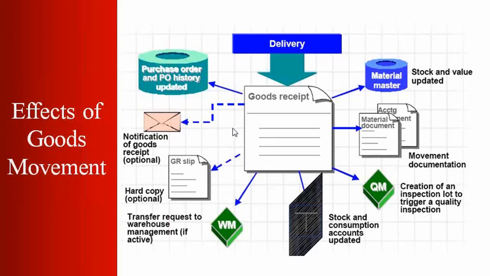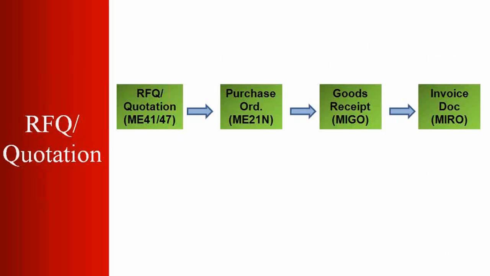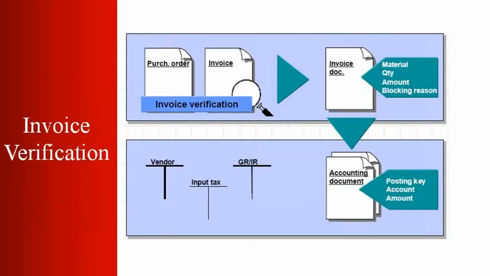Now we'll talk about a more theoretical topic again: invoice verification and delivery cost. What is invoice verification and delivery cost? So far we have seen these processes: RFQ to purchase order, to goods movement, and to invoice. Here we'll talk about the invoice. We have already seen how we can create invoices.